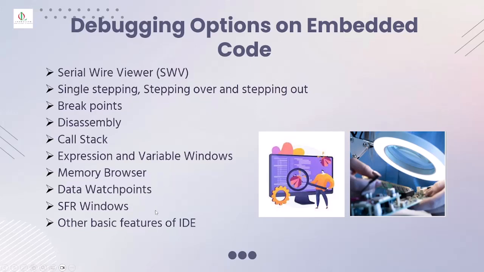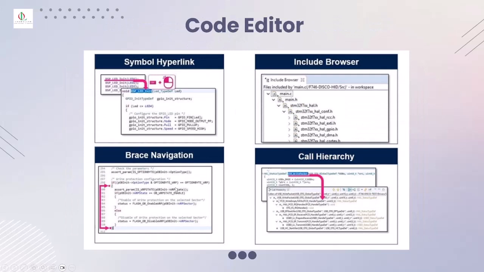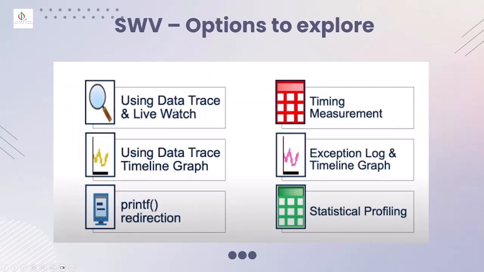I'll show you more about SFR windows when we go in depth into the other projects and other basic features of the IDE. So you started with the importer, IOC editor, you went to see the browser, the hierarchy, and you saw the brace navigation, which is nothing but the open and closed braces, and the call hierarchy, which is another form of call stack. And you clicked on SWV to check the output console window through your ports, and a few of the different things where your SWV gives you options.